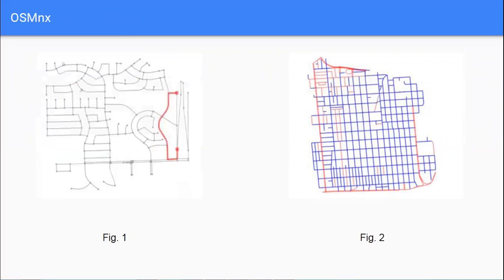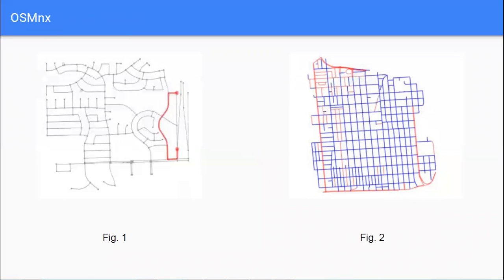Also, I'll be using this Python package called OSMnx to further analyze the city street networks. OSMnx is a Python package for downloading street networks from OpenStreetMap. It allows us to easily construct, project, visualize and analyze complex street networks in Python.